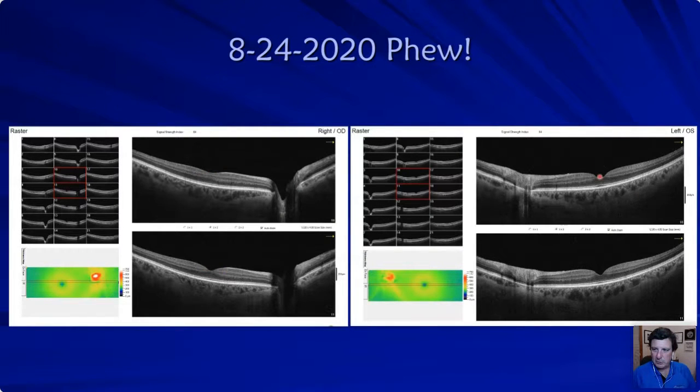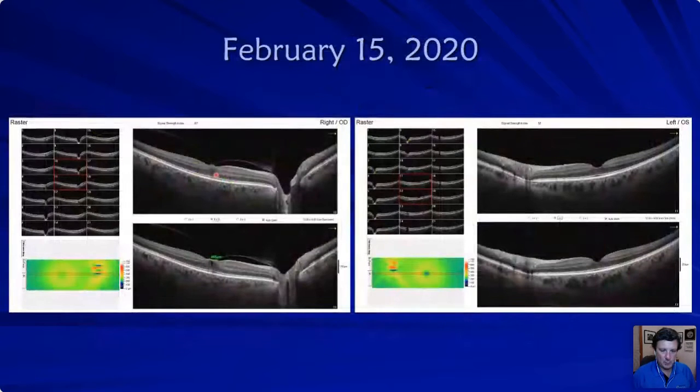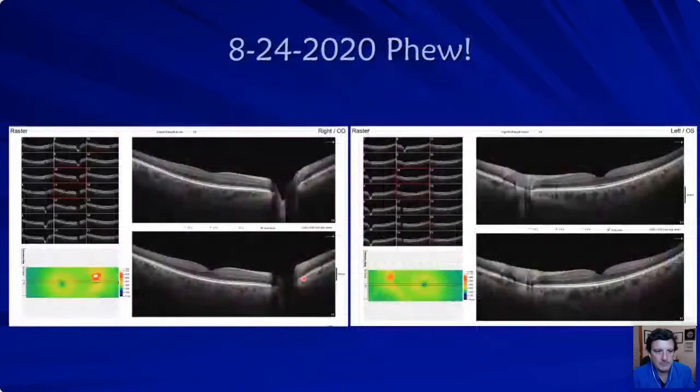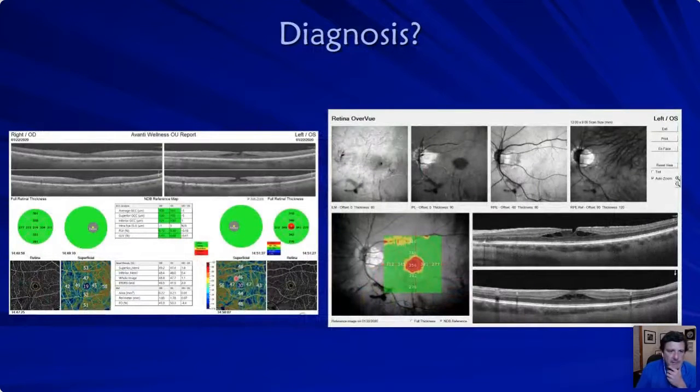Now we still have a little pseudo hole going on over here. You can see the distorted area, but this vitreomacular traction released, and you can see the fluid and some of the photoreceptors becoming involved down here. And then that one released, and the fluid went away, and the foveal pit went back to normal. So these were pretty fun to follow in the practice.